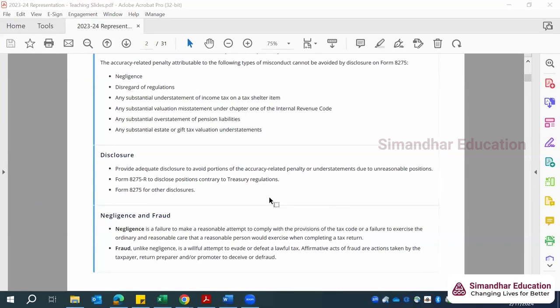Civil penalty and a criminal penalty. Okay, not sure. You can at least try. Right. So that's exactly the word that I was looking for.